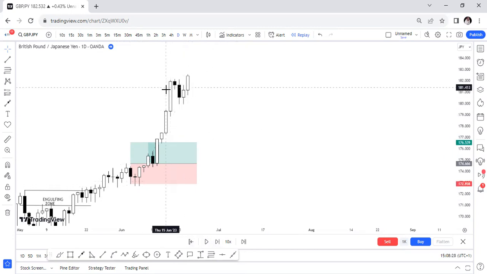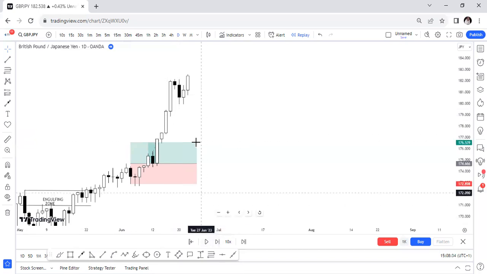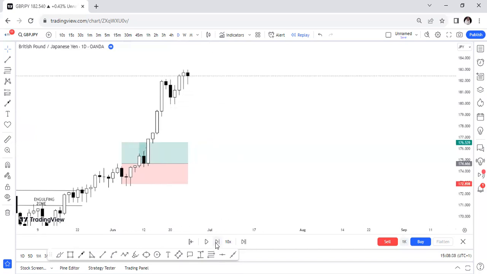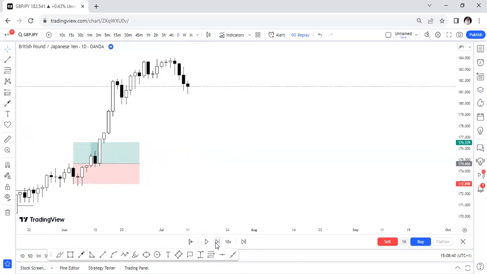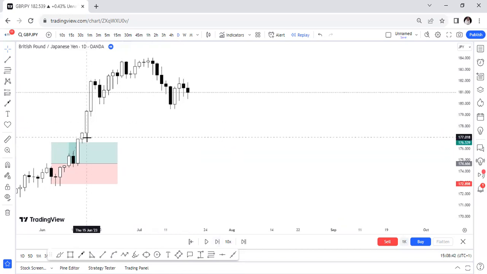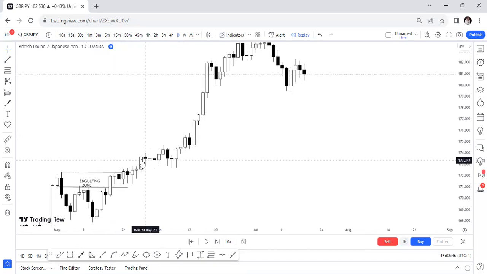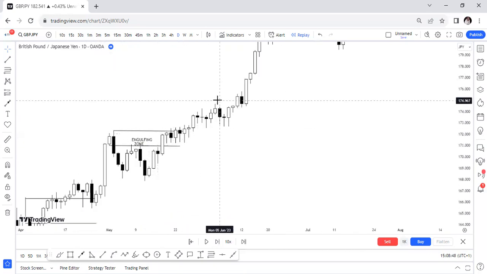So this is not a bearish engulfing because it does not cover this. We only have a bullish engulfing. So that is how to trade your DC. Once you see a breakout of a failed engulfing, you take it.